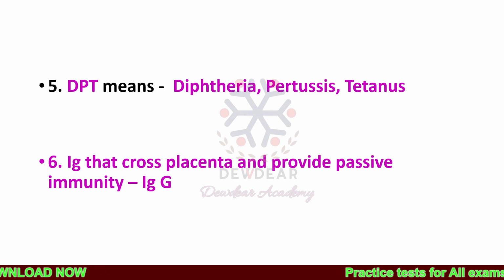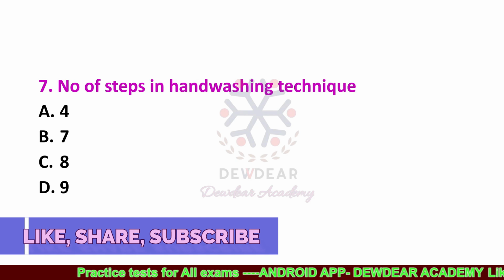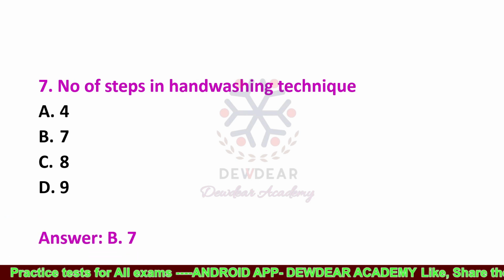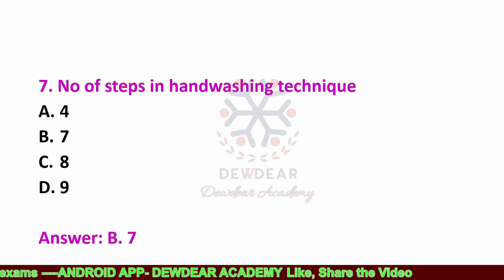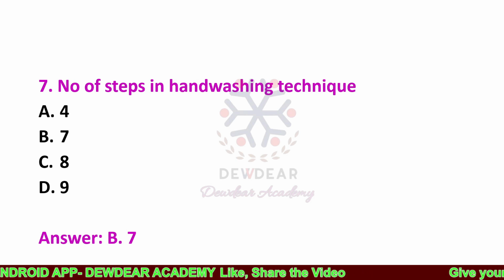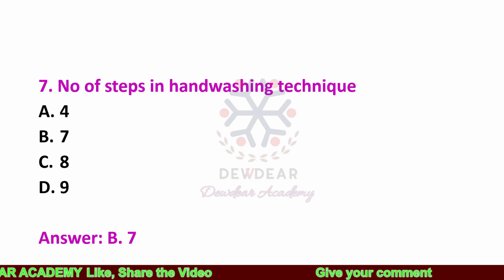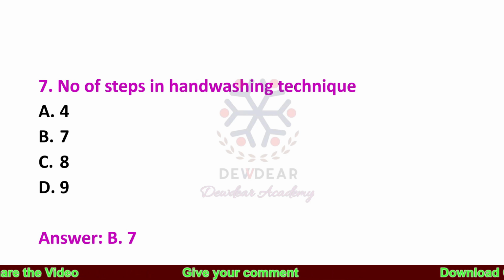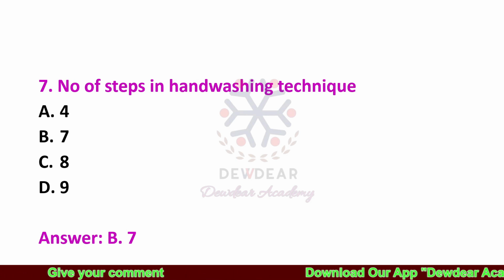Now we can move on to the next question, that is number of steps in hand washing technique. Options are 4, 7, 8, 9. The correct answer is option B, 7. Number of steps in hand washing technique is 7. There are different answers when we are searching because different organizations have given different steps. So in the question, it should be clear which organization or which association is telling the steps.